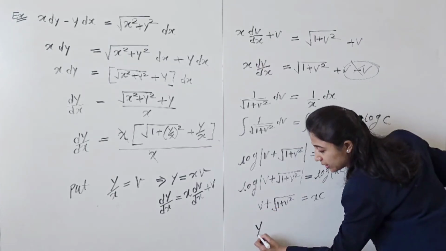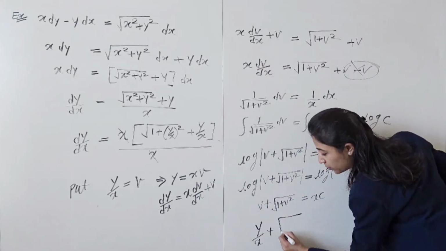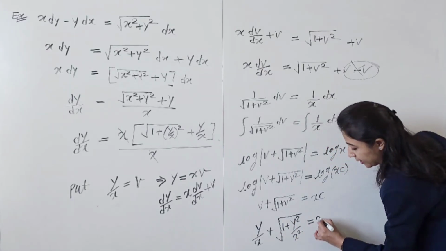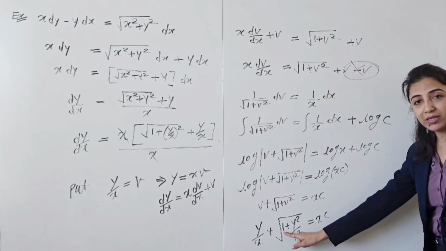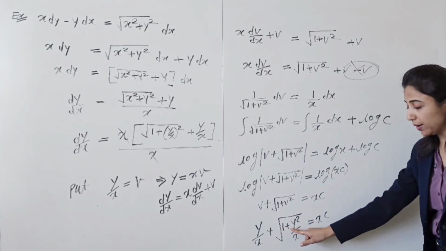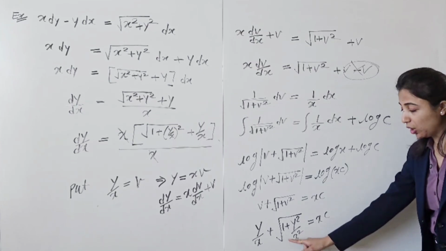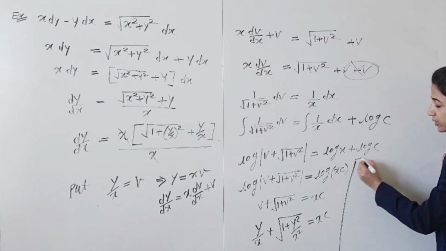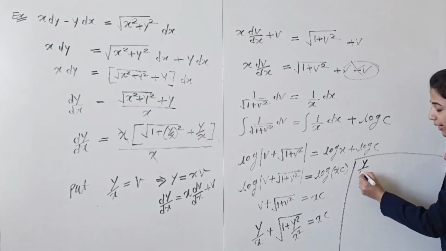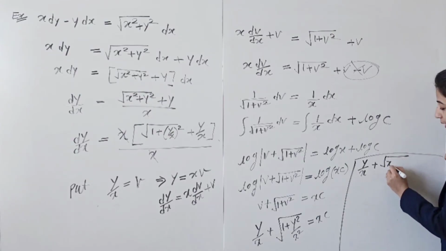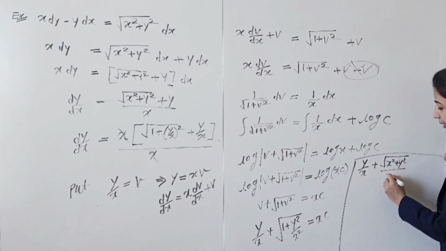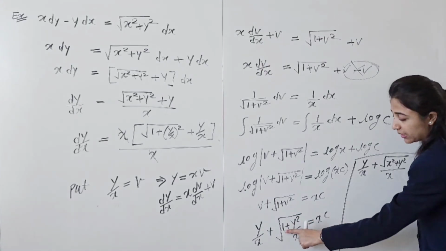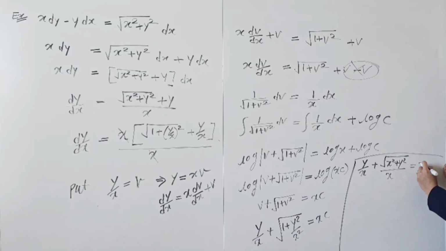So v is nothing but y by x, so y by x plus root of 1 plus y square by x square equal to x into c. If we apply the cross multiplication here, it gives x square plus y square divided by x square, and the denominator is x square, root of x square is x. So simplify that answer. In the next step, if we simplify that term, you will get y by x plus root of x square plus y square divided by x, because root of x square in the denominator is nothing but x. So after cross multiplication, we will write this term xc.